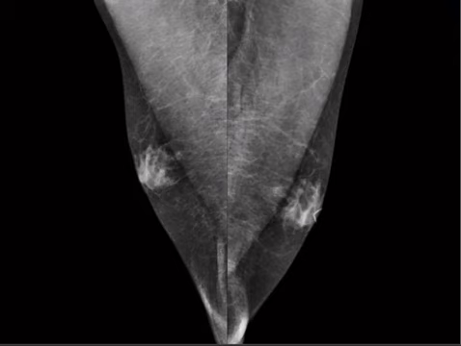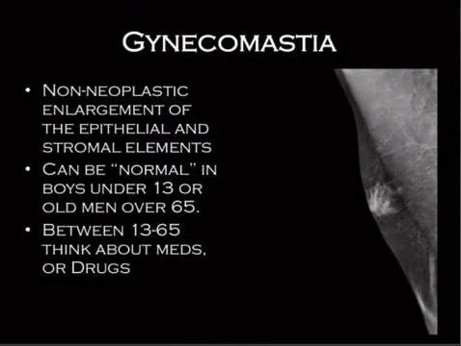branching, sort of non-mass-like finding that's posterior to the nipple bilaterally. You've got normal intervening fatty tissue seen on both sides. It's symmetric. And this is a very good look for gynecomastia, which is basically enlargement of the normal elements that are present.